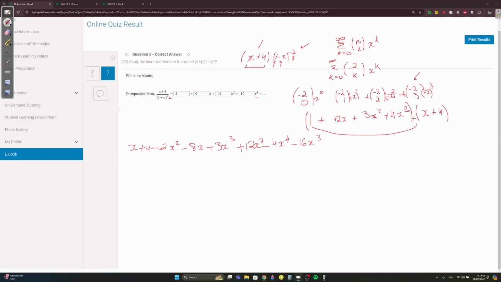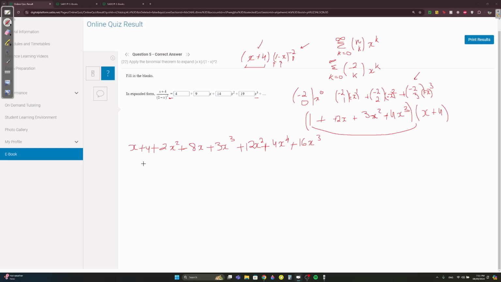Let me repeat. 1 times x is 1x, 1 times 4 is 4, 2x times x is plus now. So it should be plus 2x squared, and 2x times 4 should be plus 8x. Then 3x squared times x, 3x cubed. 3x squared times 4, 12x squared. Then plus 4x cubed times x is 4x to the power 4, plus. Then 4x cubed times 4, it should be plus 16x cubed. Okay, so just pay attention to that.